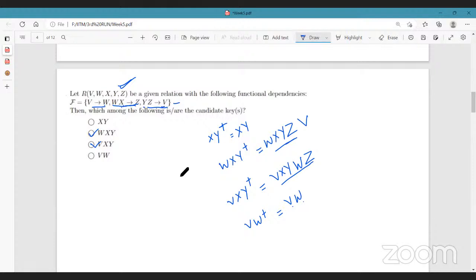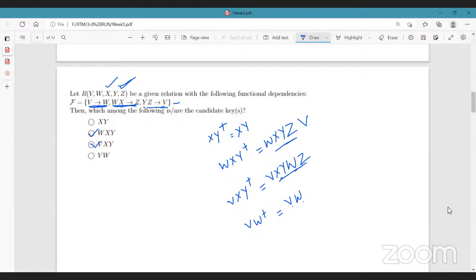Ma'am, can you explain this VXY again? Okay, VXY, right? So, we will find the closure of VXY. VXY will determine itself, right? So, we get VXY. Then, if you can see in the functional dependency set, V determines W, so we get W. Then, in the next functional dependency, we get WX determines Z. So, we are getting all the attributes that are present in the relation. You got it?